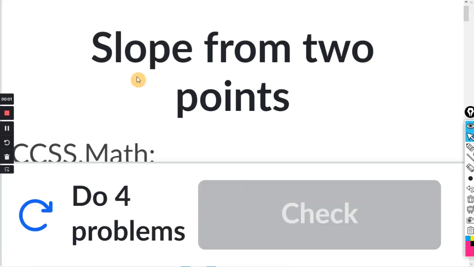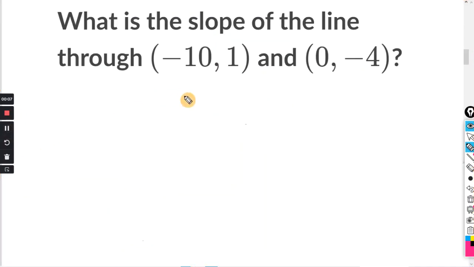This will be for the exercise, slope from 2 points. So all the problems in this exercise will be the same. They're just going to give us 2 points, and they want us to find the slope through those 2 points.